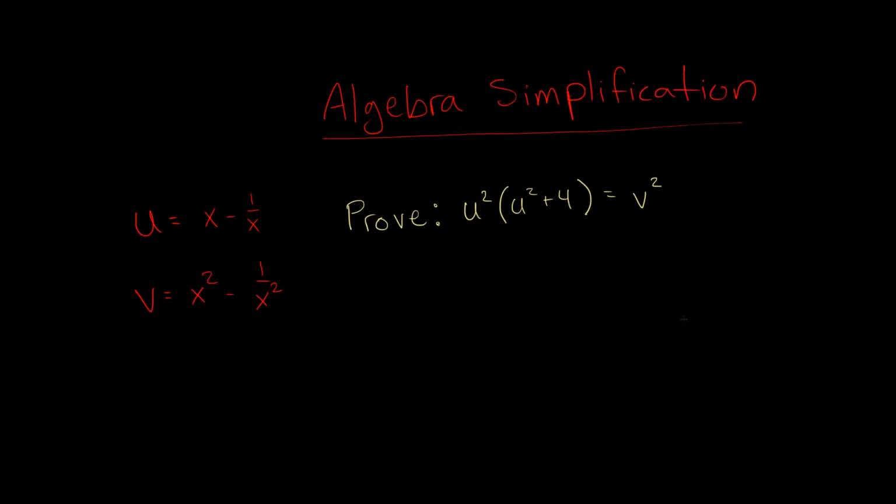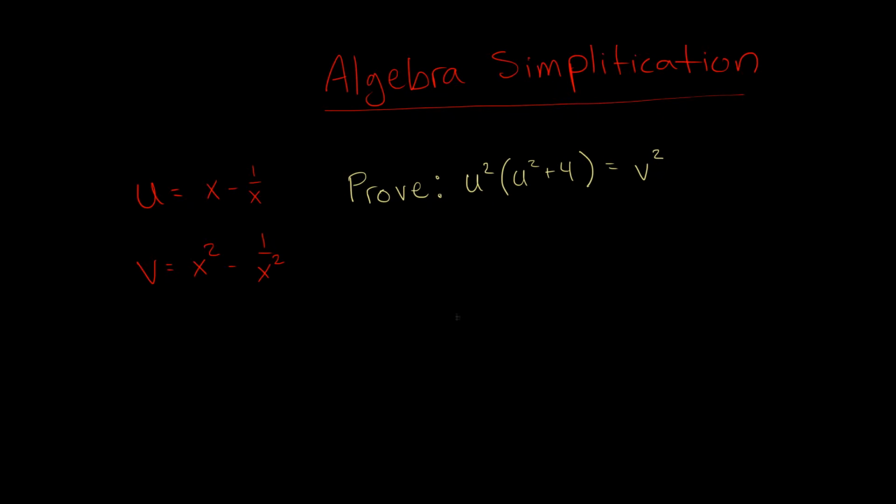In this video, we're going to do an algebra simplification that was posted. So, in this problem, we have two functions, u, which is equal to x minus 1 over x, and v, which is equal to x squared minus 1 over x squared. And the goal is to prove that u squared times the quantity u squared plus 4 is equal to v squared. So, there's a couple ways you could approach this problem.